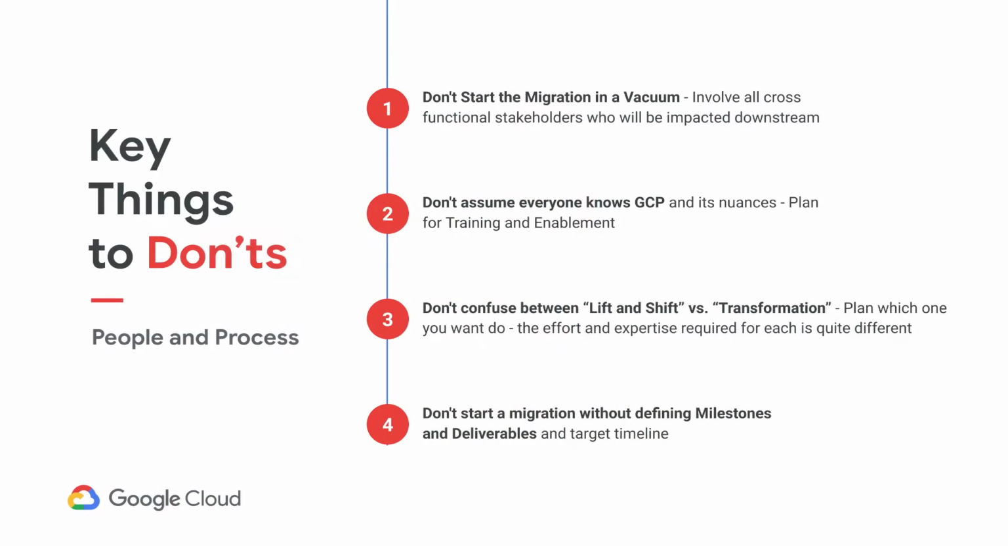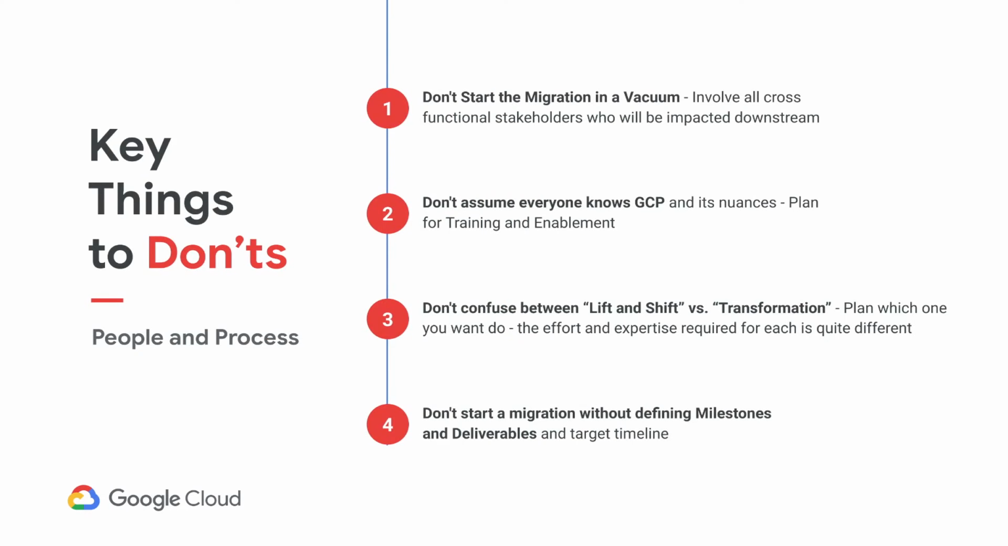Another thing, which goes back to aspiration versus reality, is don't confuse lift and shift versus transformation. We really need to plan what approach we are taking. Are we doing a transformation? Because the effort and planning required for a transformative approach would be really different from a lift and shift approach. James talked about the monolith and microservices, right? That might be a transformation. When we do that, obviously, let us plan for transformation versus planning for a lift and shift.